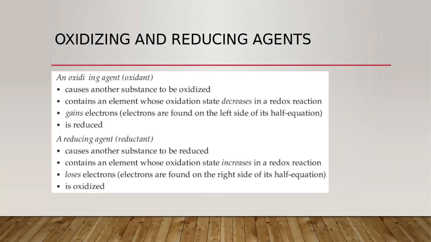These are the properties of oxidizing agents. We call this the oxidant, and the other one the reducing agent. We call this the reductant. For the oxidant, it causes another substance to be oxidized, and contains an element whose oxidation state decreases in a redox reaction, and it gains electrons. Don't forget that it gains electrons. The oxidant always gains electrons and is reduced.